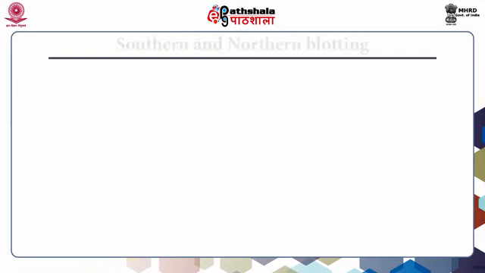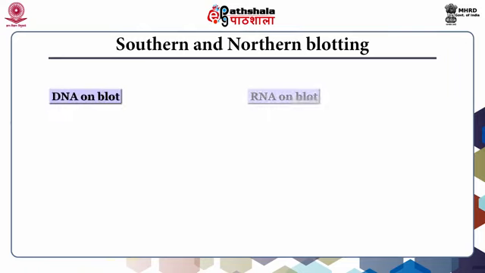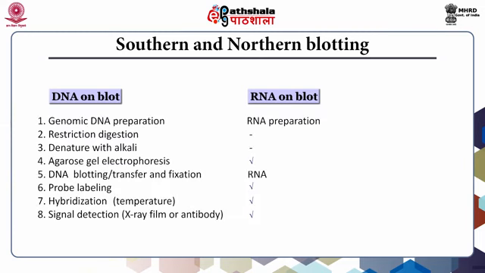Now, what are the procedures for Southern and Northern blotting? The procedure for Northern and Southern blotting is the same, except that in Southern we use DNA and in Northern we use RNA. The steps which are followed are: first genomic DNA or RNA is prepared, then it is restricted with endonucleases, and DNA is denatured with alkali. They are run on the agarose gel. From the gel, DNA is blotted or transferred to a nitrocellulose membrane and fixation is done in the presence of UV light or heat. Probe labeling is done either using radioactivity or enzymatic labeling. Then hybridization in various buffers, followed by signal detection using X-ray film or antibody, is done.